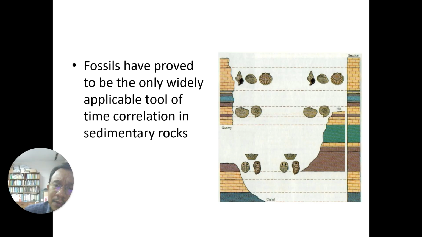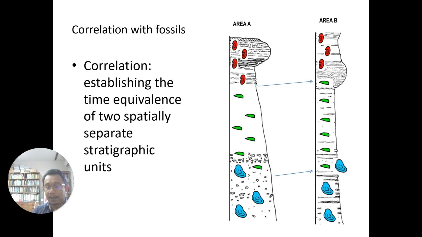So fossils have proved to be the only widely applicable tool of time correlation in sedimentary rocks. Fossils are cheap to do. You don't really need to have any advanced equipment, right? You just need to find the fossils. That takes some time and effort to find, and you can then determine time equivalency between layers, right?